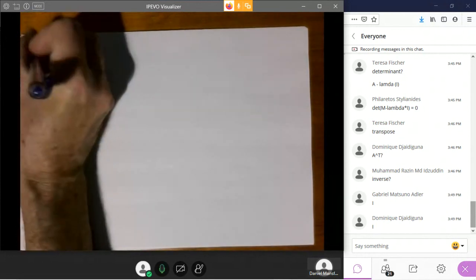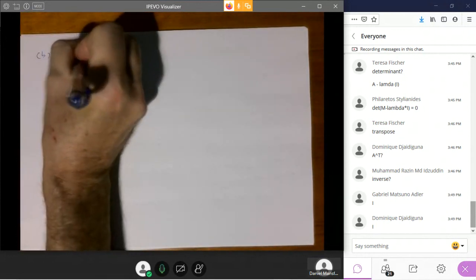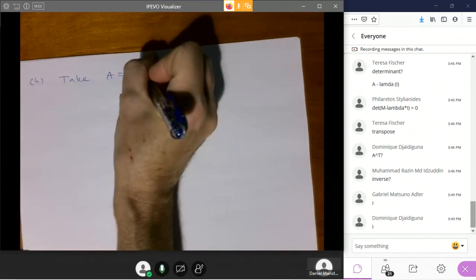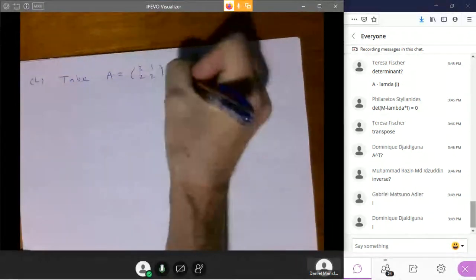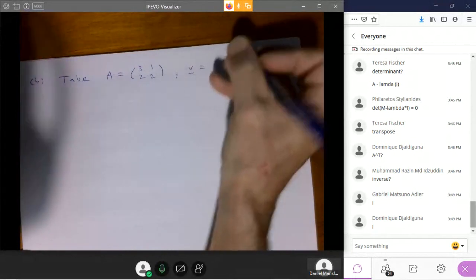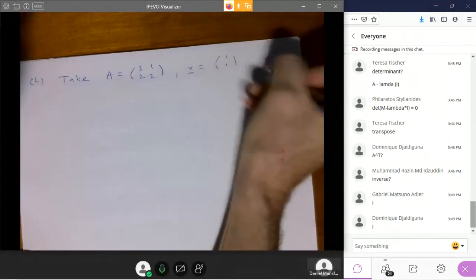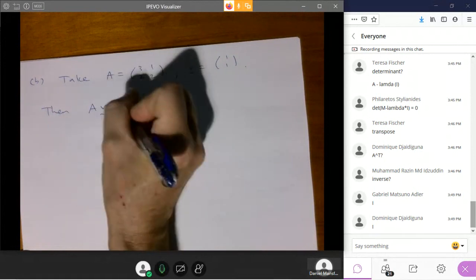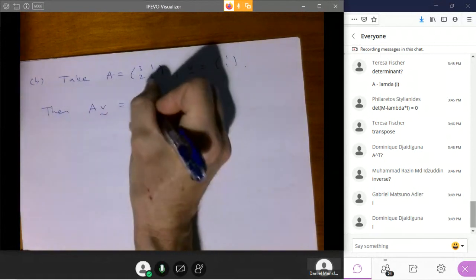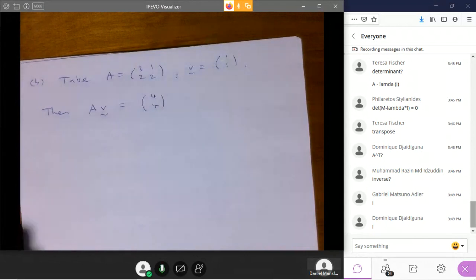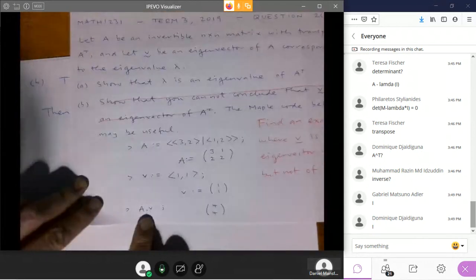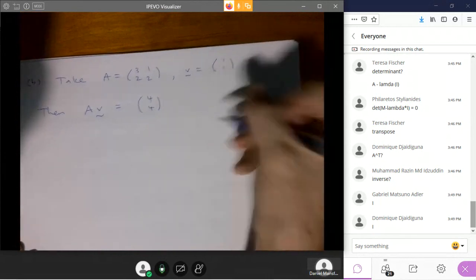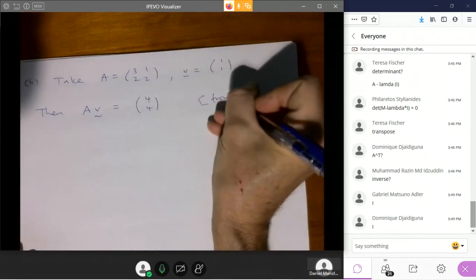So for B, I'll say take A equals the matrix with 3, 2 in the first column and 1, 2 in the second column, and V is the vector 1, 1, just straight off what's given there. Then I can say A times V is equal to, and we've got that in Maple, 4, 4, as long as you understand that the Maple notation A dot V means a matrix times a vector. So that's reasoned from Maple.